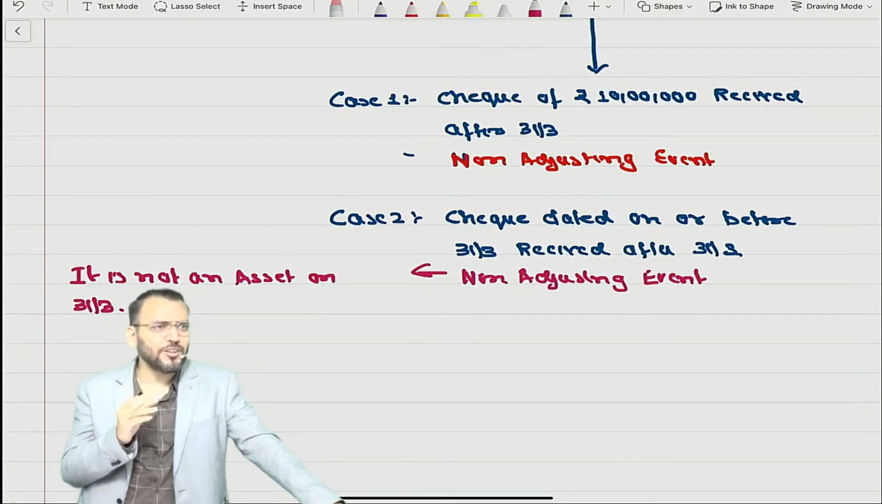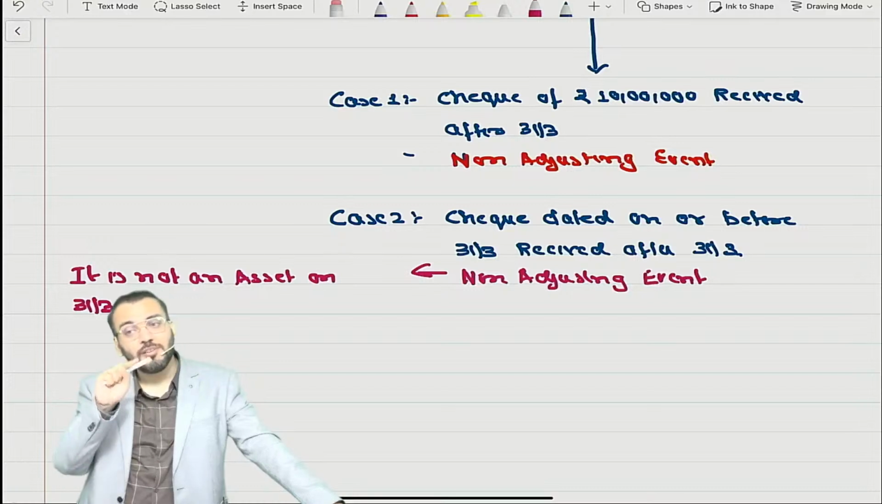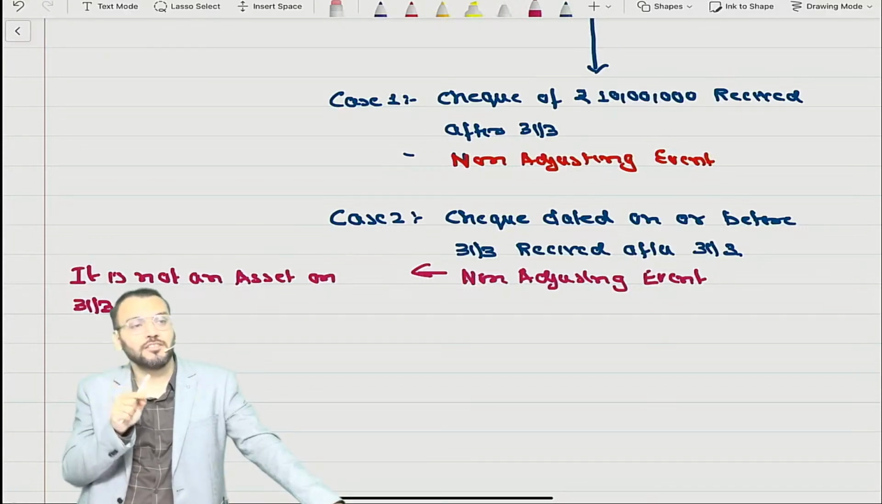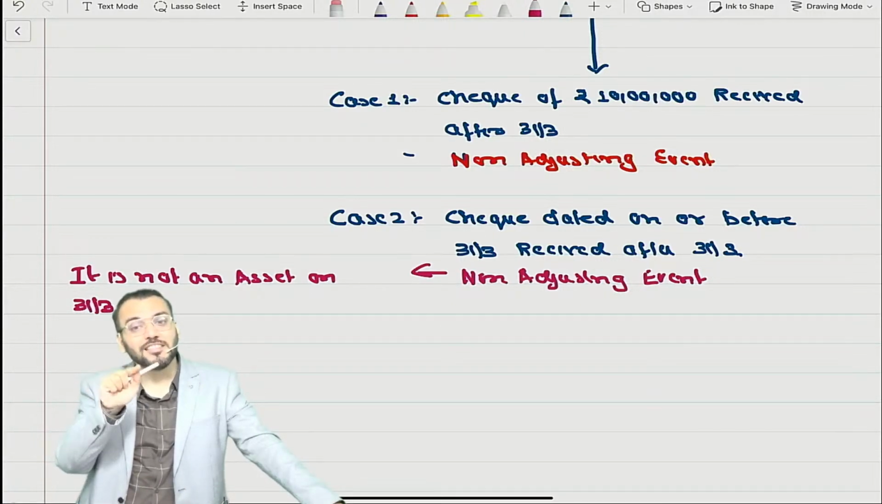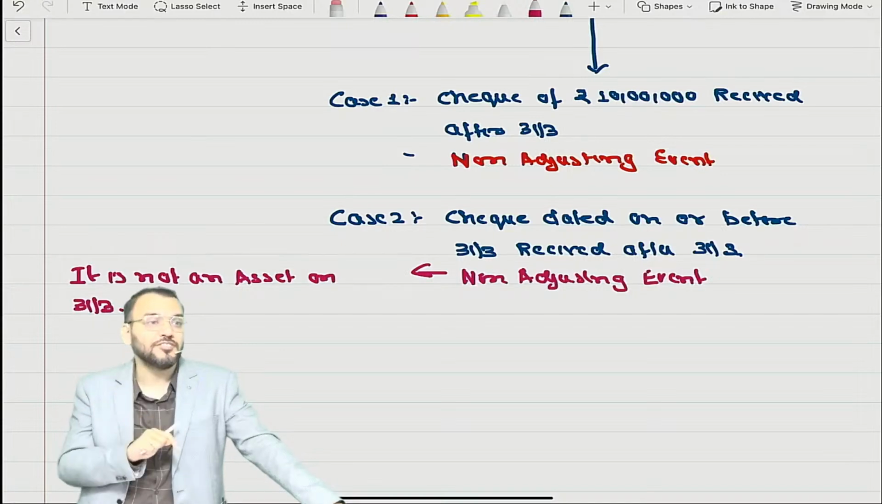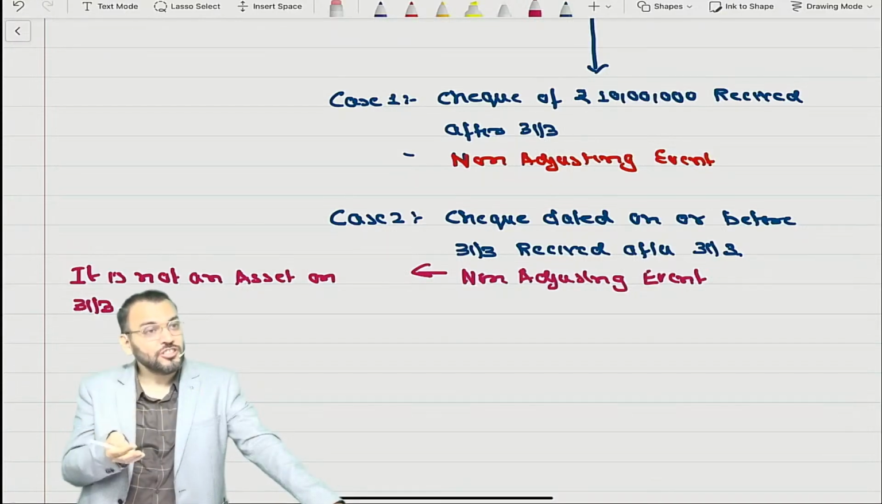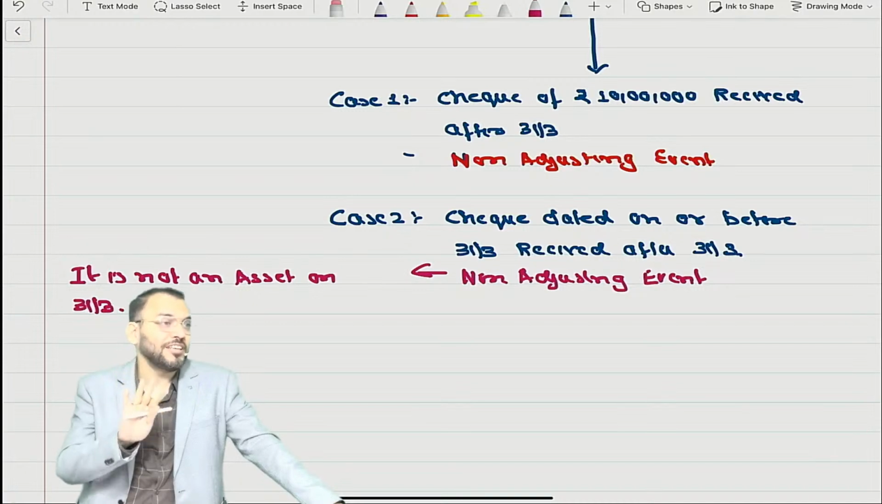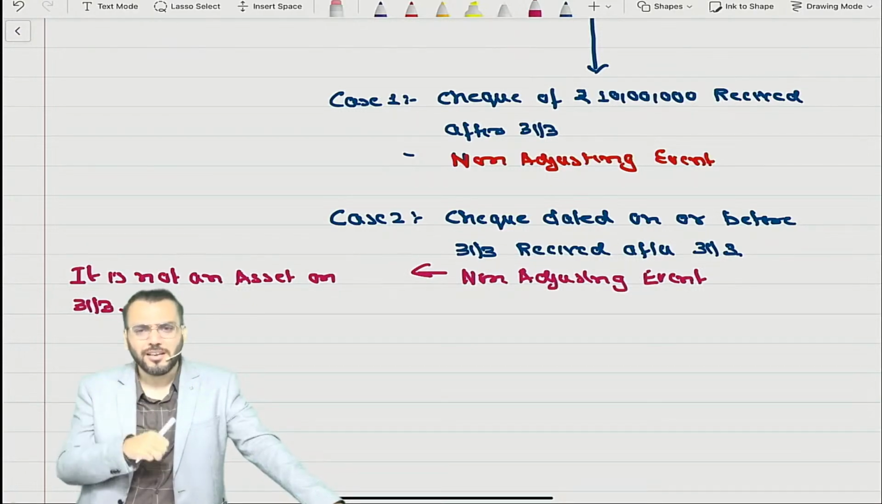Have you done the meaning of asset in CA Foundation? Have you done the meaning of asset in CA Inter? There was one chapter in CA Inter, framework for preparation and presentation of financial statements. The meaning of asset, liability, income, and expense was given in that chapter. Normally teachers don't teach it, and even if they teach, students don't study. The theoretical question will come from that.